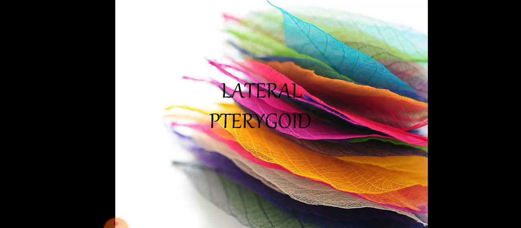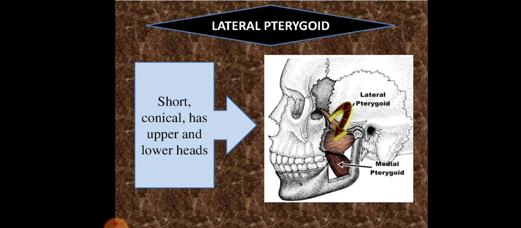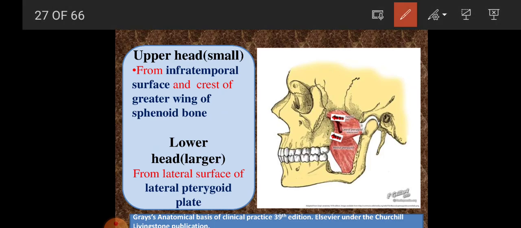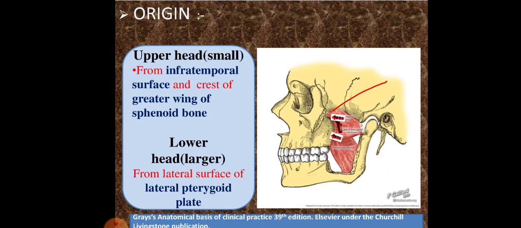Then the third muscle, the principal muscle of mastication, is the lateral pterygoid. The lateral pterygoid is short and conical and has upper and lower heads. The upper head is small and arises from the infratemporal surface and the crest of the greater wing of the sphenoid. In the diagram, this is the greater wing of the sphenoid, and from here we have the upper head of the lateral pterygoid muscle.